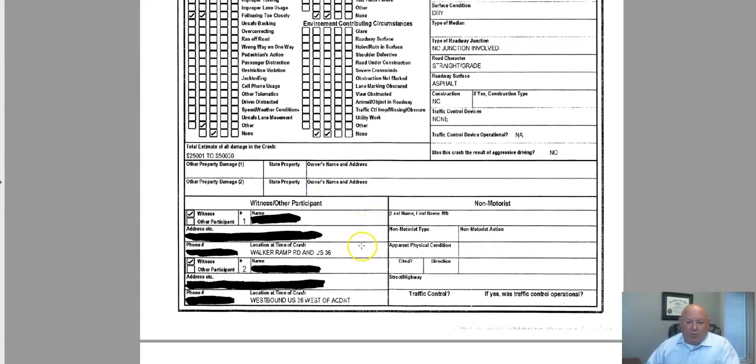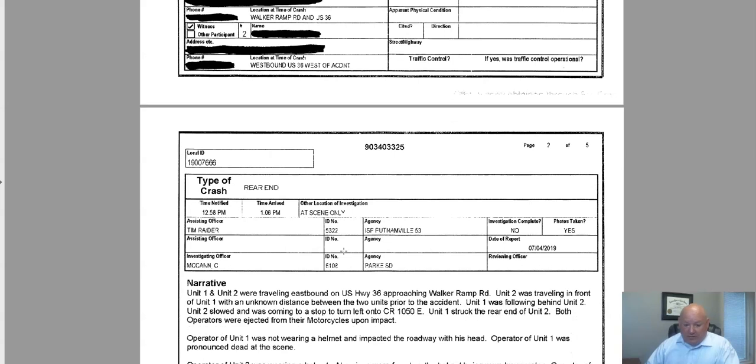And then finally on page 1, we find where the officer will include witnesses or other participants in the accident or non-motorists that were involved, such as a pedestrian. Here, there were several witnesses. In fact, we're going to have another page of witnesses later on in this report, where the officer recorded their name, their address, and phone number, and where they were at the time of the impact, so we know their vantage point.